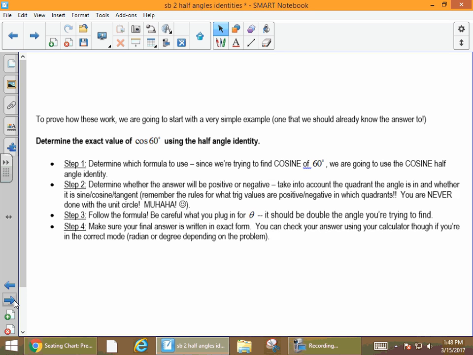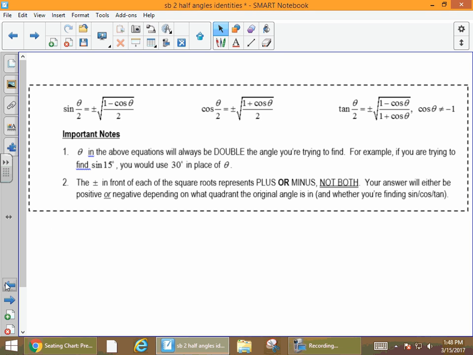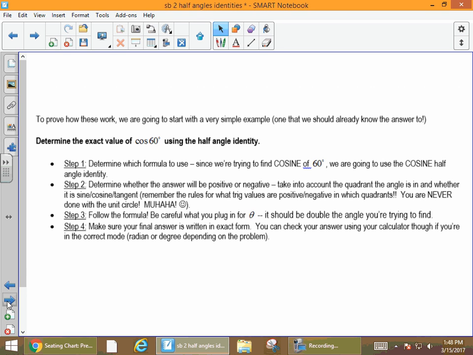So step number 3 is we're going to use our formula. Something we need to be careful with is that theta in the formula is twice the angle that we're looking for. So if we looked back at our examples, it's theta over 2. That theta is twice the angle we're looking for. So the reason we divide by 2 is because we're multiplying it by 2 at the same time. So the theta we would use for cosine of 60 is going to be 120, because 120 divided by 2 is 60. That might still seem confusing, but in the example, hopefully it'll clear up.